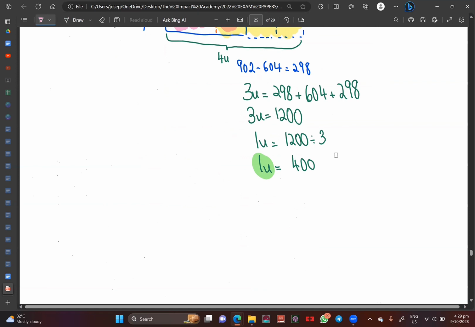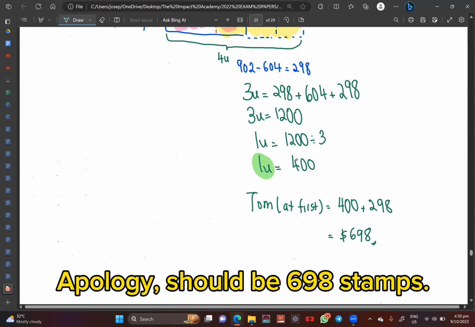All right, so to find Tom, this is Tom at first, okay? Not Tom in the end, Tom at first. At first means before receiving from CT. So what is Tom at first? Tom at first will then be 400 plus, how much? Plus 298. Okay, and therefore Tom had $698 at first, and this is my answer for this question.